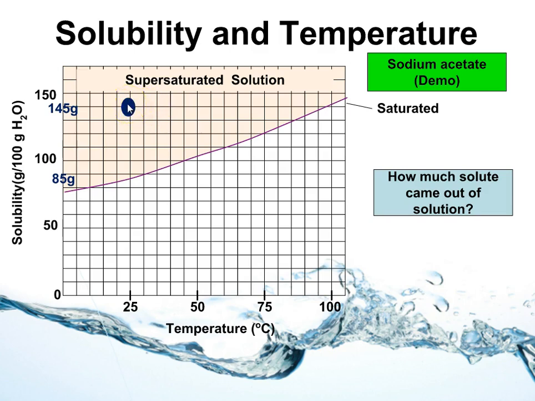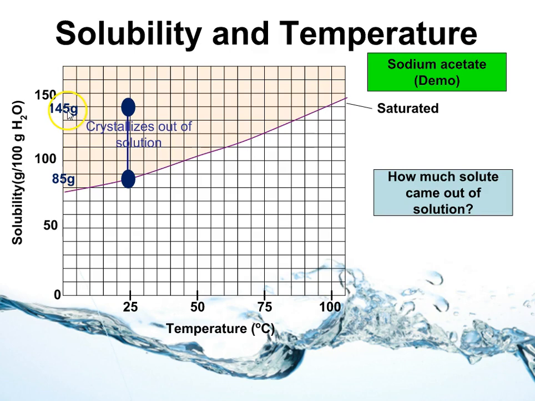Now when I give it some sort of activation energy or crystal or something to get it started, it crystallizes down to a saturated solution. Remember, like I said in the other video, not all of the solute comes out, but only enough to make it go back to saturated. So the amount that came out of solution was the difference between 145, because that's how much was dissolved, and where it goes down to saturated at that temperature, which is 85 grams. So the difference between those two is how much came out of solution.